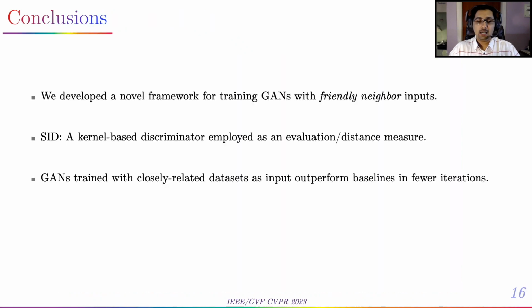To summarize, in our paper, we developed a novel framework to training GANs with friendly neighbor inputs. We derived the signed inception distance or SID based on the polyharmonic kernel discriminator function to identify such friendly neighbors. Training SpiderGANs resulted in state-of-the-art performance in a fraction of the training time.